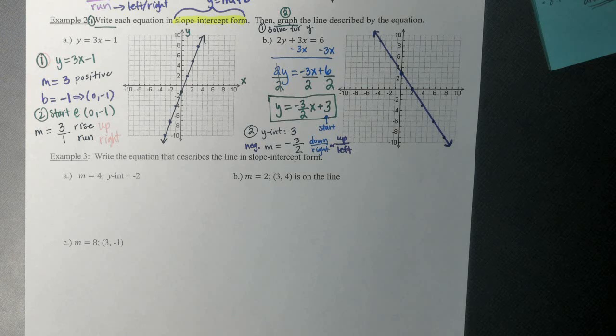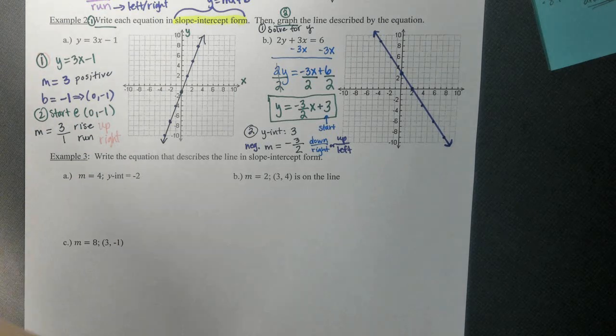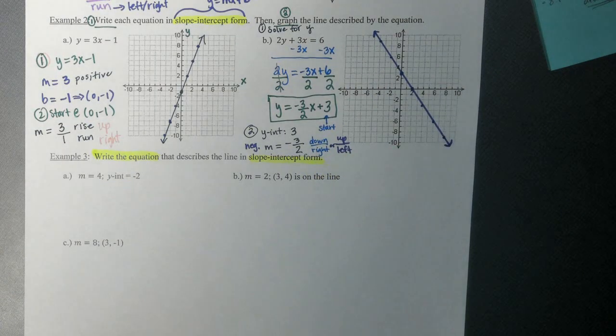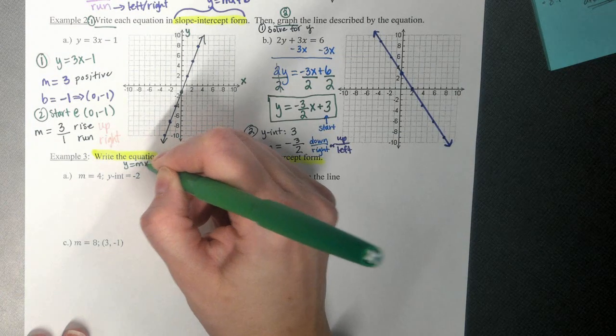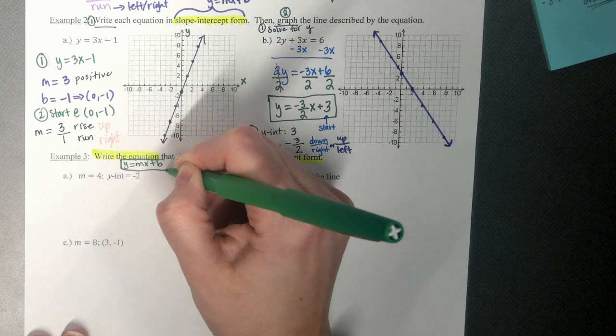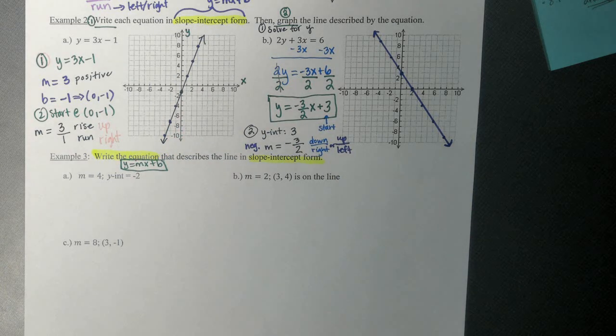So for example 3, it says write the equation. When it says write the equation that describes the line in slope-intercept form, remember slope-intercept form is y equals what? Y equals mx plus b. Okay, so when you're writing the equation, you're always going to have an answer that's in this form, y equals mx plus b. Okay, and then what you do is you plug in something for m and something for b.